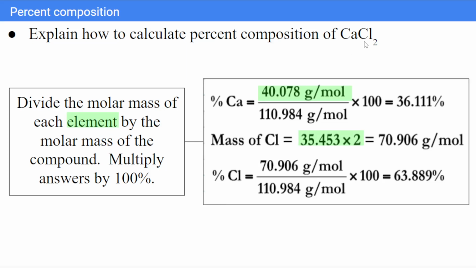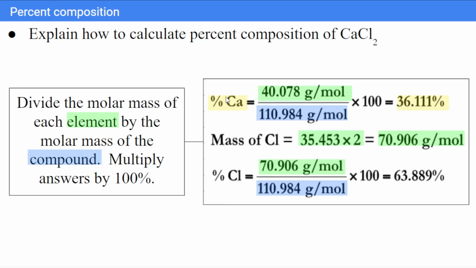So divide the molar mass of each element. Notice chlorine, there are 2 chlorines, so we double that. We're going to divide that by the molar mass of the compound. And so if you calculate the molar mass of calcium chloride, it'll be 110.984. And then multiply that by 100.